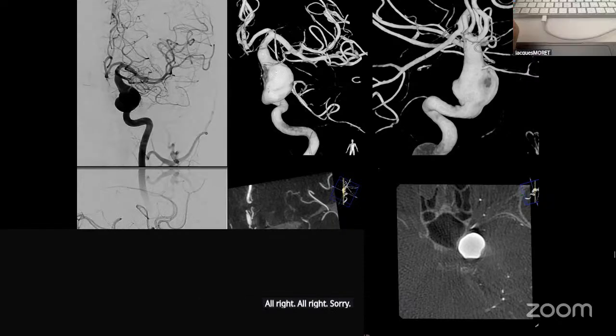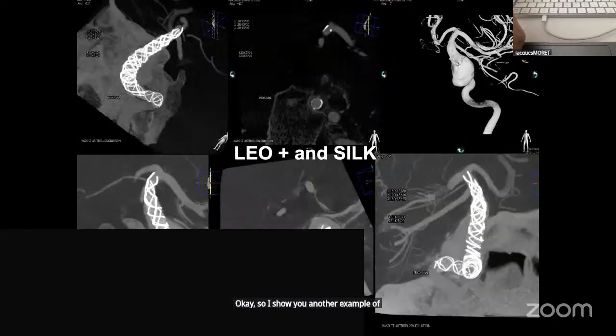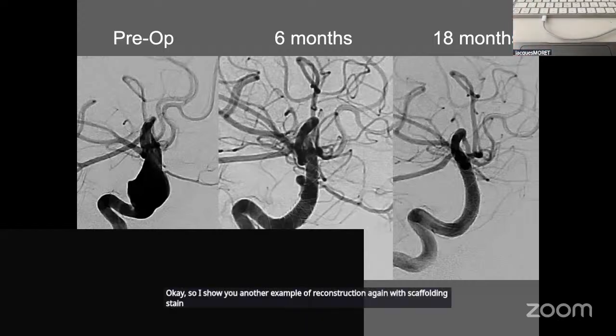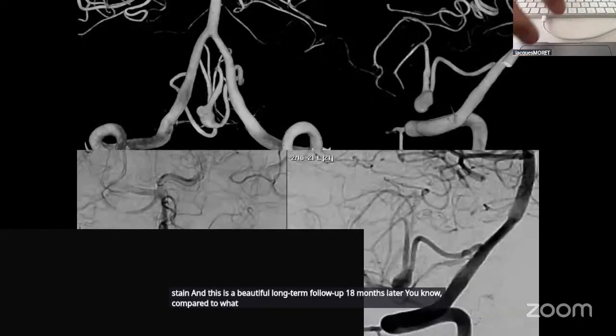All right. Okay. So I show you another example of reconstruction, again with scaffolding stent. And this is a beautiful long-term follow-up 18 months later, compared to what it was before. So no question that it is just amazing.